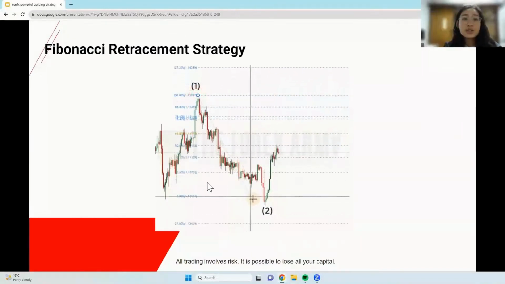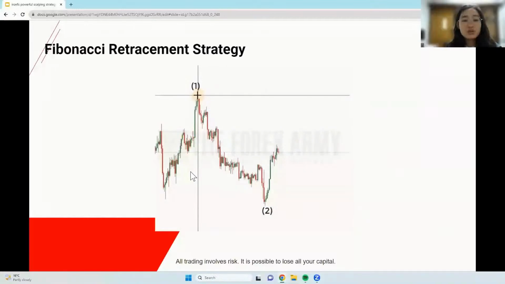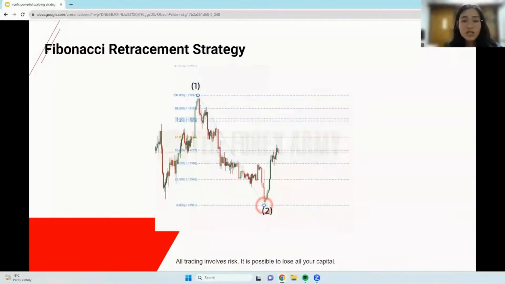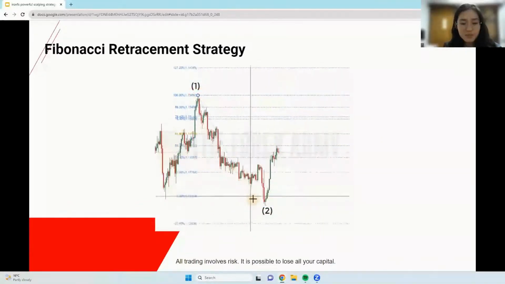23.6, 38.2, 50%, 61.8, as well as 78.6. So those are the levels that we use for Fibonacci retracement.